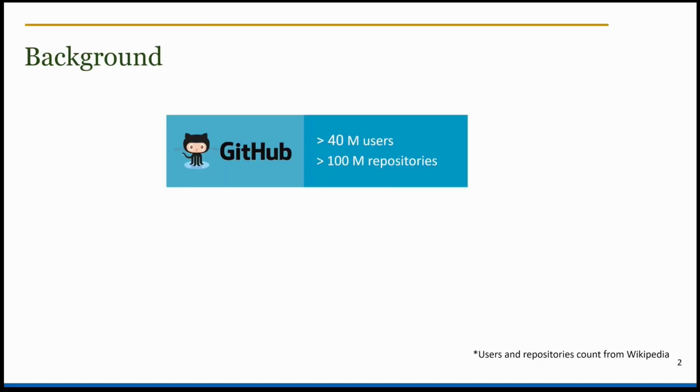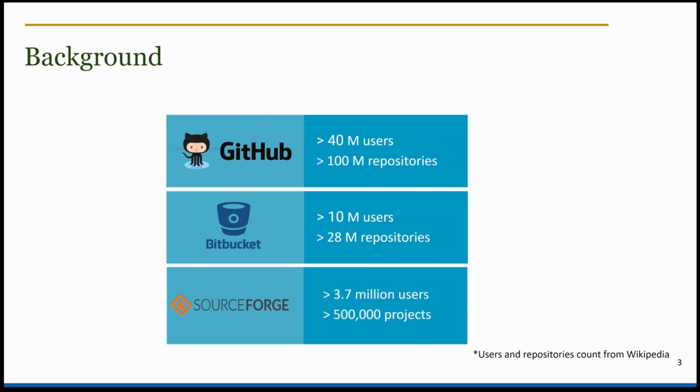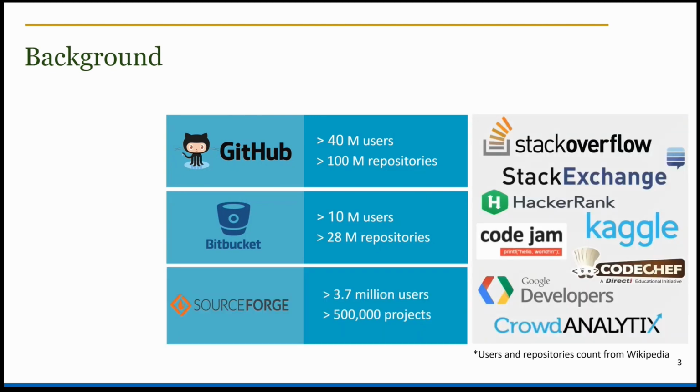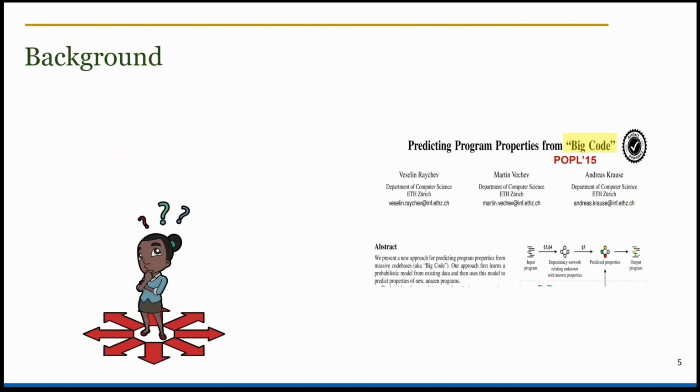So let's get started. If we look at GitHub, there are more than 40 million users with more than 100 million repositories, and it's ever growing. The same applies to any other open source code hosting sites, right? Not just the code, along with the relevant metadata and binaries, if they are hosted, together constitute something called big code. The term big code was first coined by Raychev and others from ETH Zurich in their POPL 2015 work, which roughly denotes the availability of code on par with any big data, right?